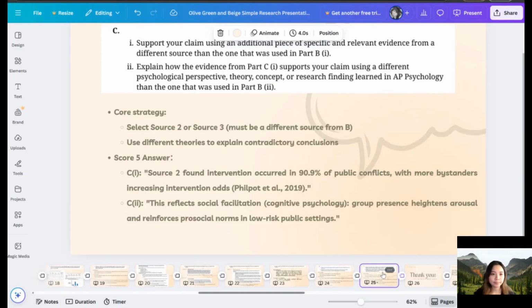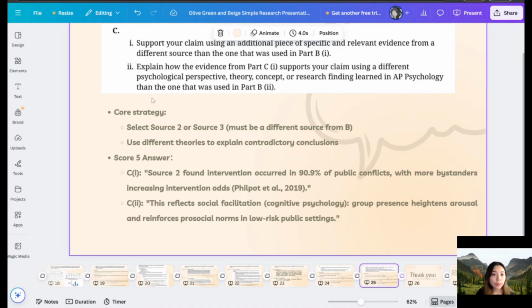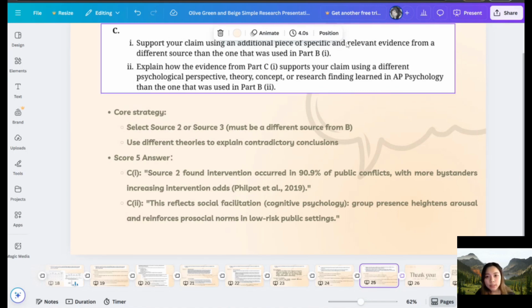Let's go to C. Really similar to part B, right? Support your claim using an additional piece of specific and relevant evidence from a different source than the one that was used in part B. In my case, I choose source 2 or 3. I choose source 2. And you also need to use a different theory to explain the contradictory conclusion.